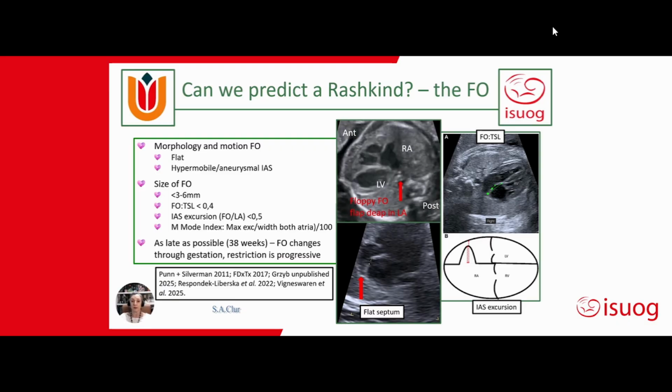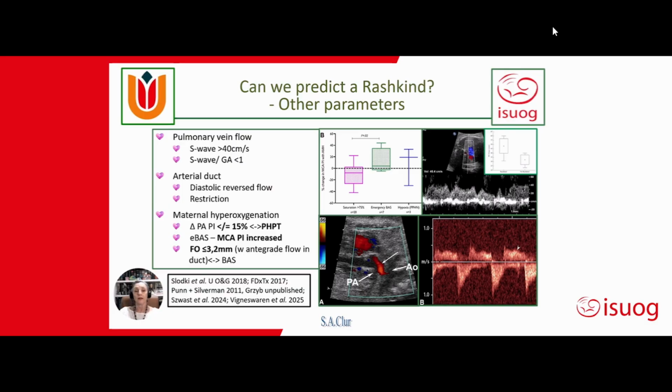Rashkind procedure postnatally. We can also measure the size of the foramen ovale, work out its ratio to the total septal length, and look at the excursion of the foramen ovale flap within the left atrium. It is very important to do these evaluations as late as possible in the pregnancy, as the anatomy of the foramen ovale changes through gestation. We can also use other parameters. We can look at the pulmonary vein flow. An S wave greater than 40 centimeters per second is associated with an increased risk for Rashkind procedure.